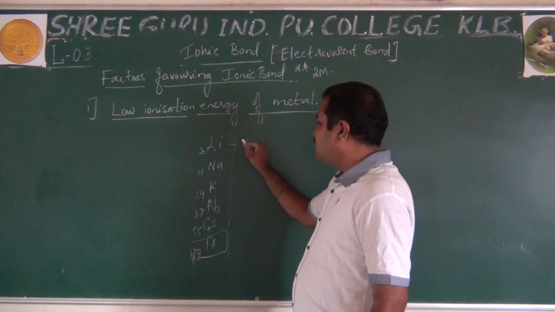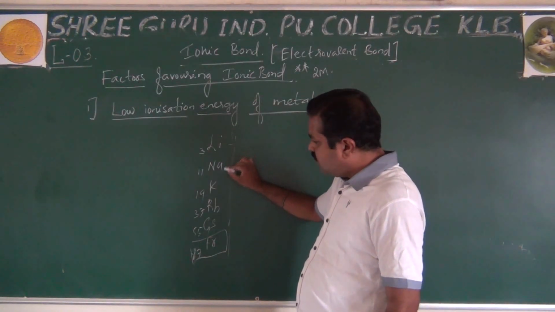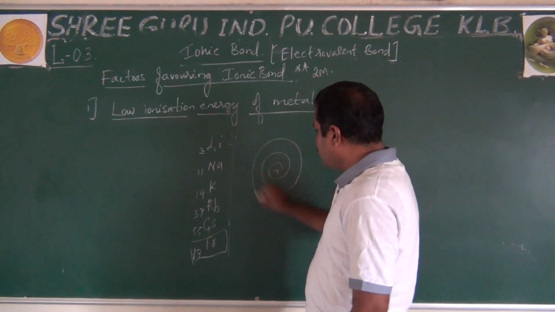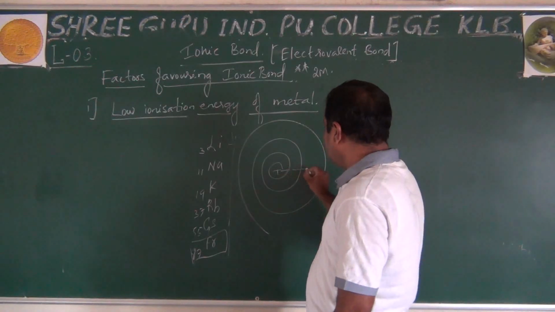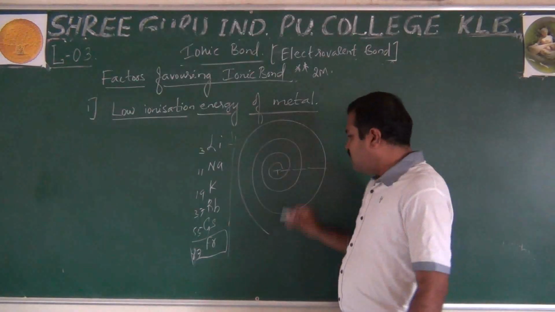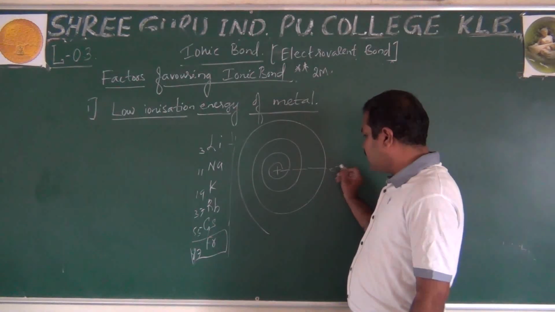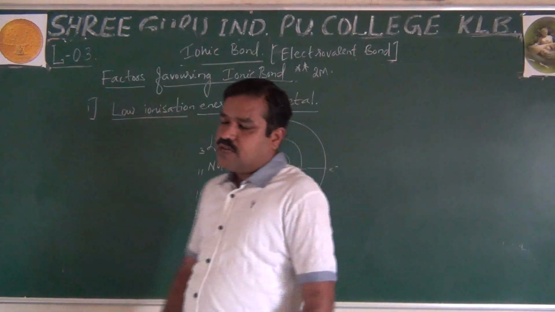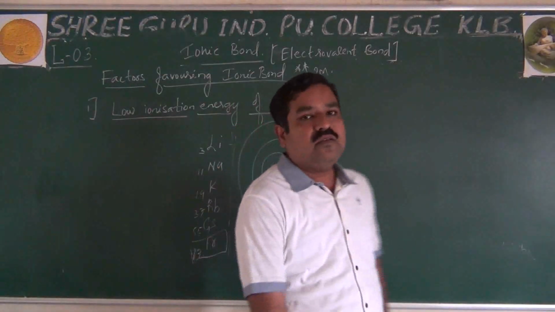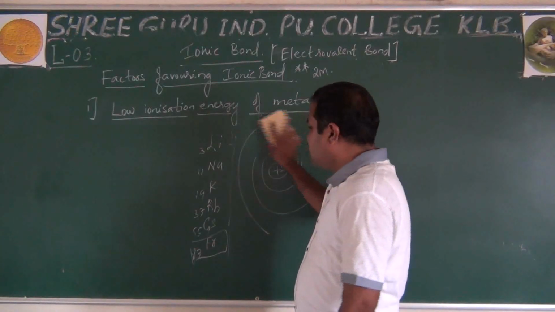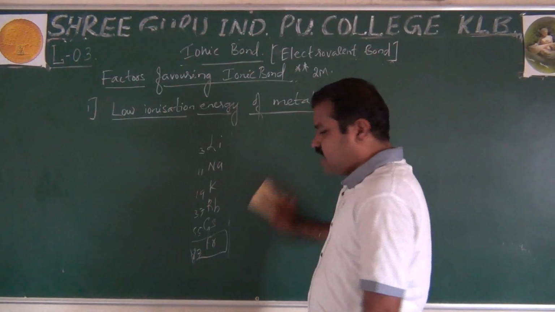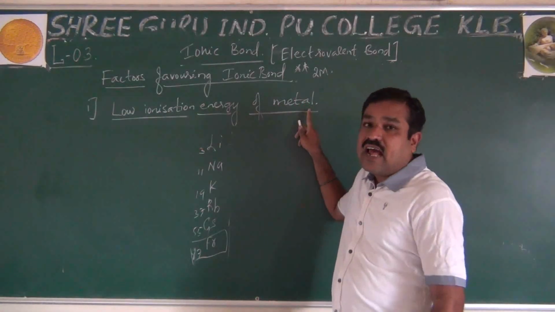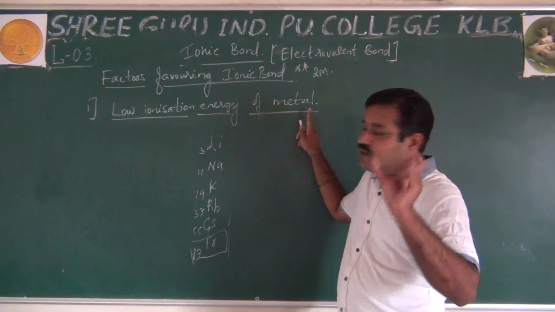Ionization energy is very high for lithium. As you go down, new shells are added, and the distance between the nucleus and outermost orbit keeps increasing. The nuclear force of attraction decreases, so you can easily remove the electron. Then ionization energy will definitely decrease. So, ionization energy and atomic size are inversely proportional. Smaller the size, higher the ionization energy. Larger the size, lower the ionization energy. Therefore, low ionization energy favors formation of cation.